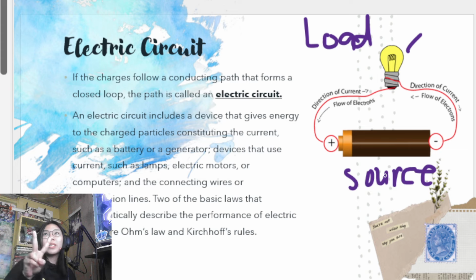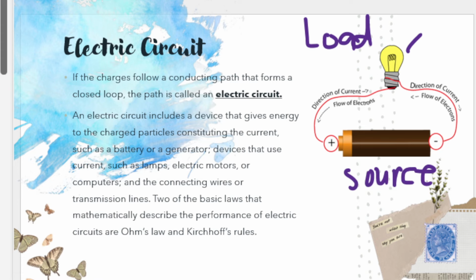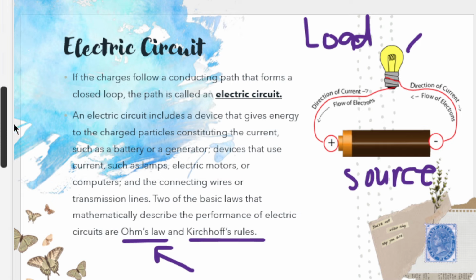Now, there are two basic laws that describe the performance of your electric circuit: Ohm's law and Kirchhoff's rules. We will focus more on Ohm's law. For today, we are going to discuss Ohm's law after the resistance.